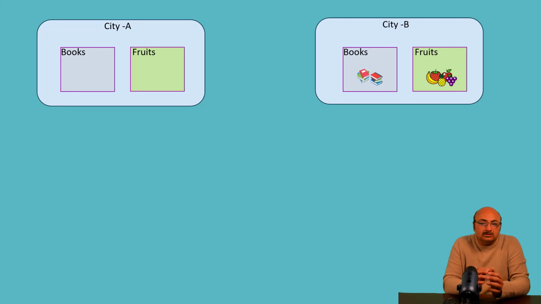By this demonstration, I can say that using the same single pickup truck, I have successfully delivered fruits from the fruit section in city A to city B, and books from the book section in city A to city B. This was only possible because I used the correct label on the pickup truck. Now let me do a comparison between the pickup truck and the Ethernet frame.